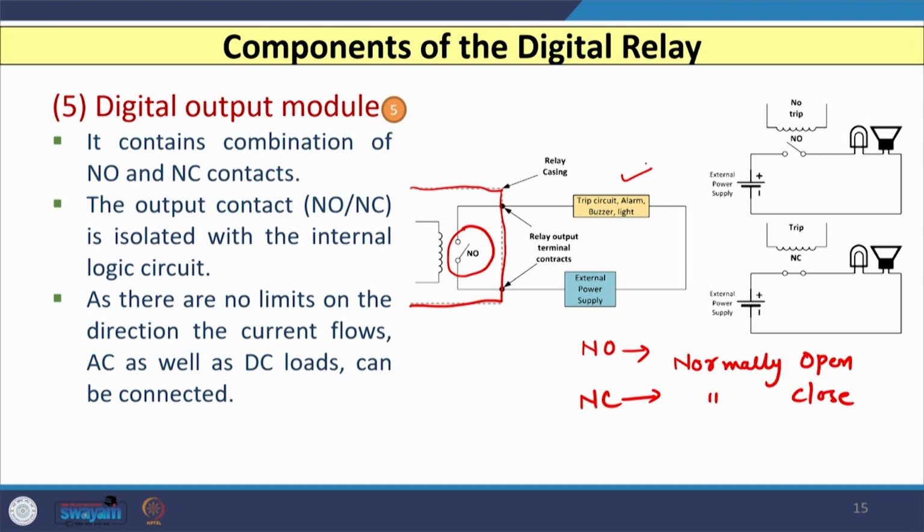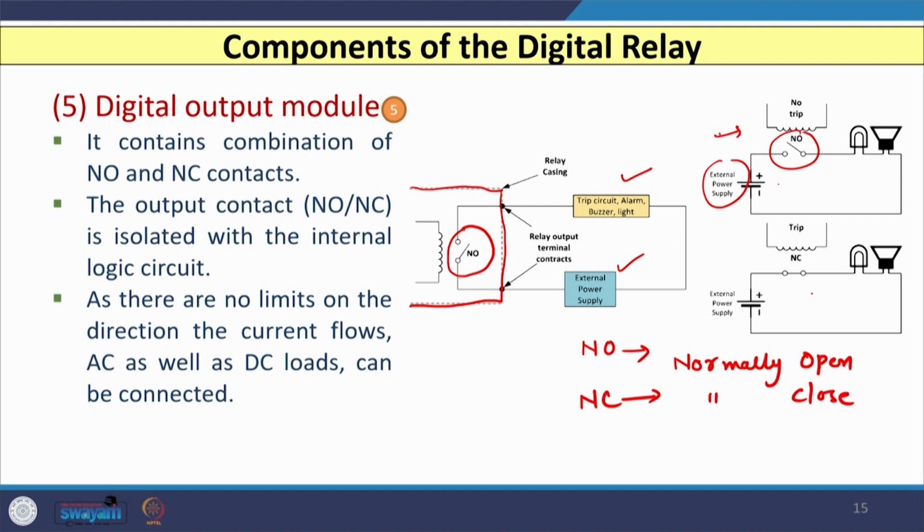Now, whenever we use such type of normally open or normally closed contact, you can see I have also shown here, we have one normally open contact in normal condition when no trip is initiated. We need an external power supply also. So, it is also available here, but this circuit is not completed.